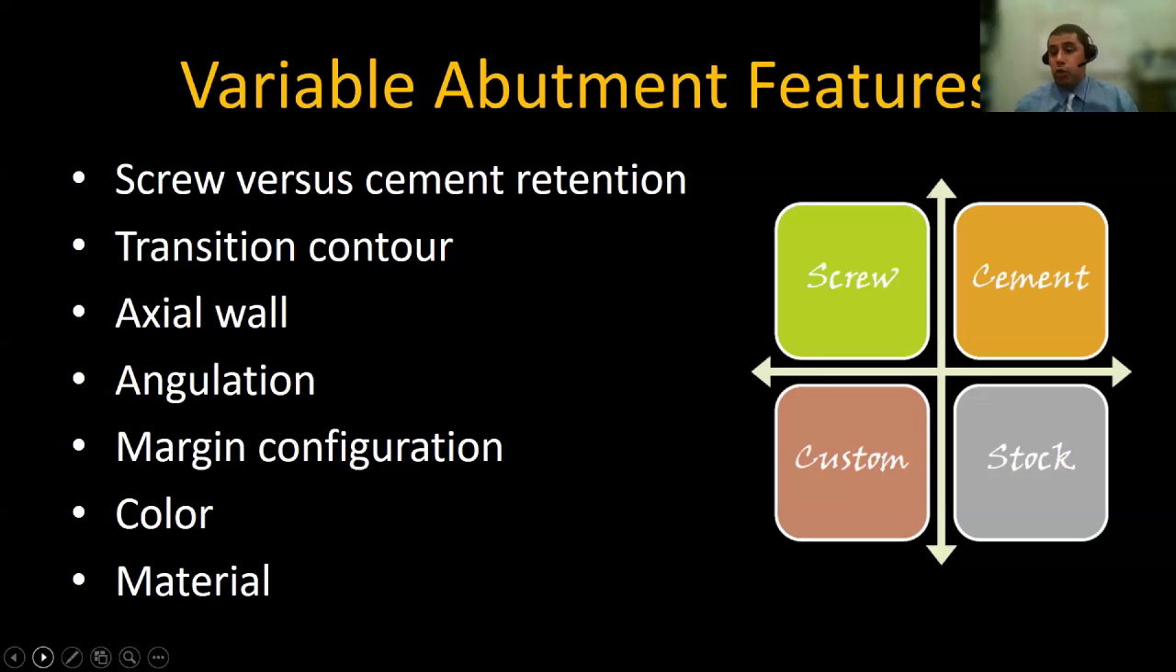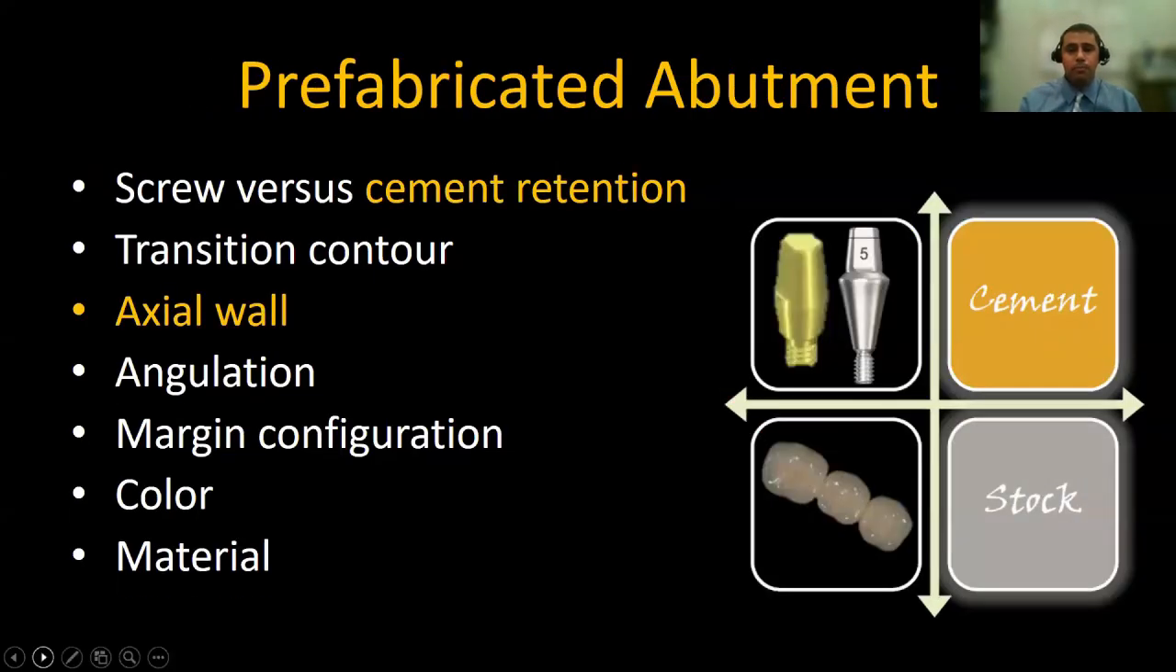Margin configuration, again, particularly with custom abutments, can be completely under your control or the lab technician's control by placing the margin in a slightly subgingival location. Color of the abutment depends on the material, and definitely zirconia can be manufactured as a tooth colored restoration that provides huge aesthetic advantages for the patient.